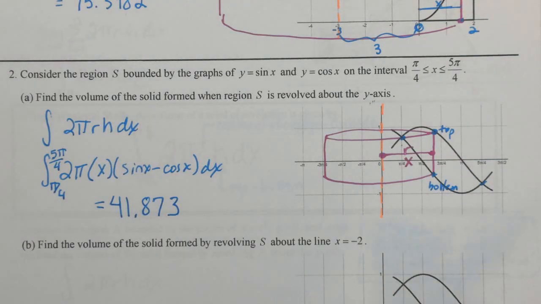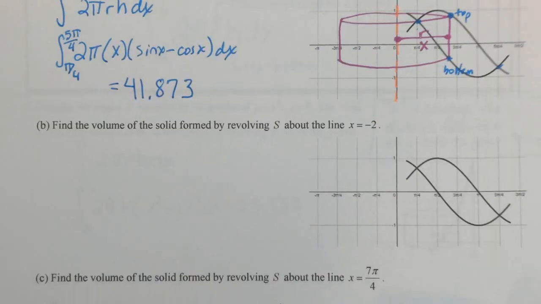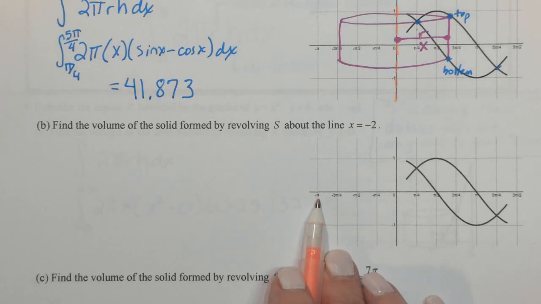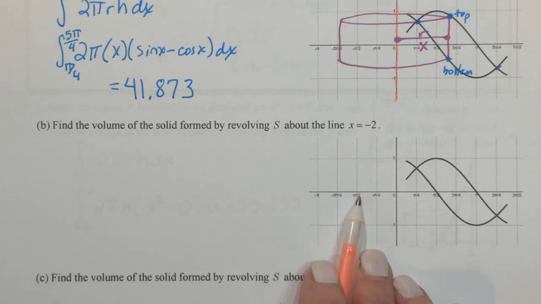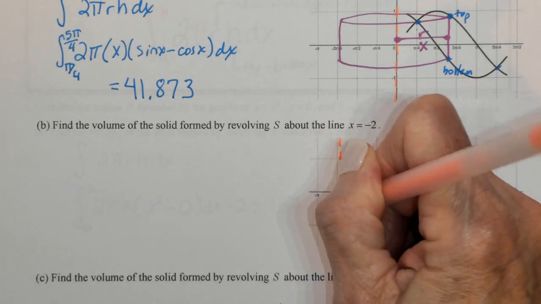Okay, part B. Find the volume when that same region is now revolved around the line x equals negative 2. Well, where is negative 2? Somewhere over here, yeah? Pi is 3.14159. Half of that is 1.5 something, so it's somewhere. I really don't care where it is, but it's somewhere over here, yeah?